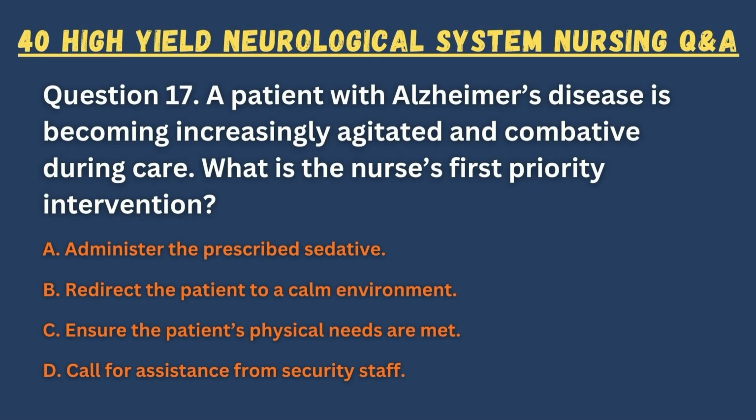Question 17. A patient with Alzheimer's disease is becoming increasingly agitated and combative during care. What is the nurse's first priority intervention? A. Administer the prescribed sedative. B. Redirect the patient to a calm environment. C. Ensure the patient's physical needs are met. D. Call for assistance from security staff.